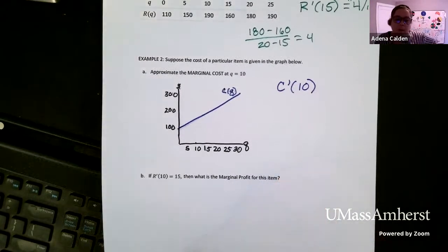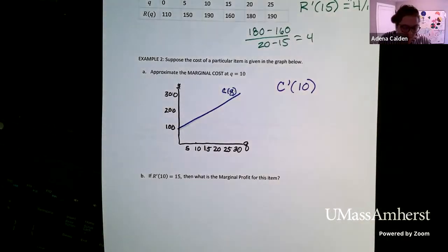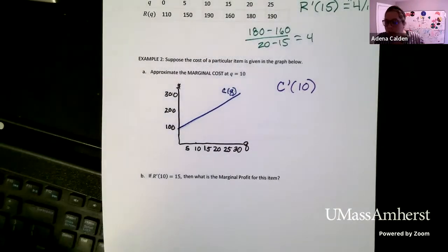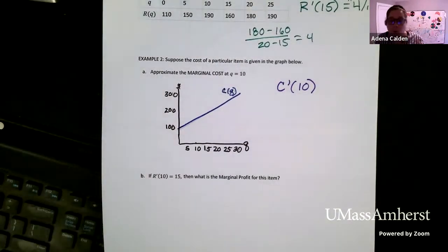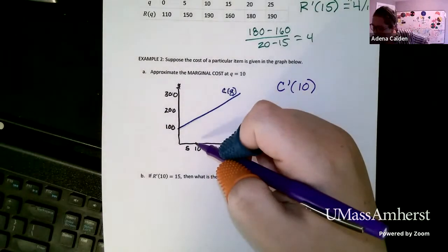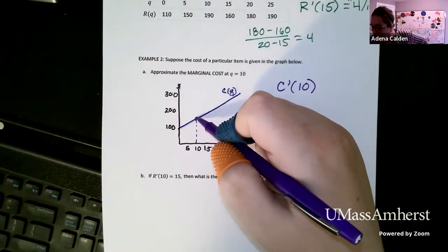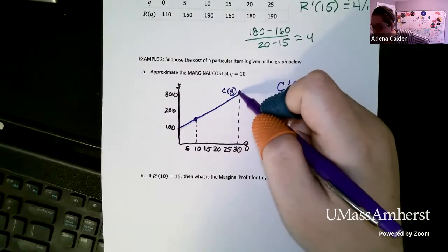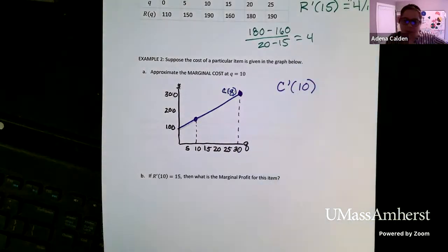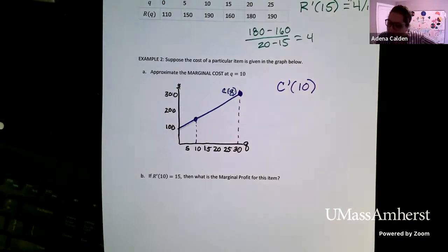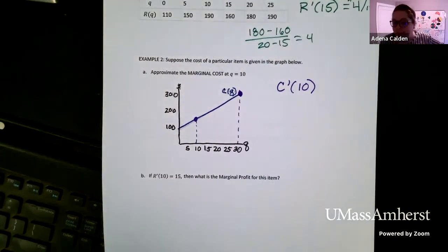Now, for the next one, we're looking for marginal cost. What I want you to notice here is that the cost function is linear. If your cost function is linear, the marginal cost is just the slope of the line. So I'm going to pick 2 points on this line to figure out the slope. You can pick any 2 points. You may not have picked the same points that I picked, and that's totally fine. You should get the same approximate answer.